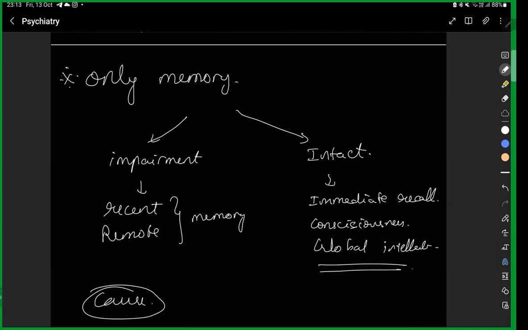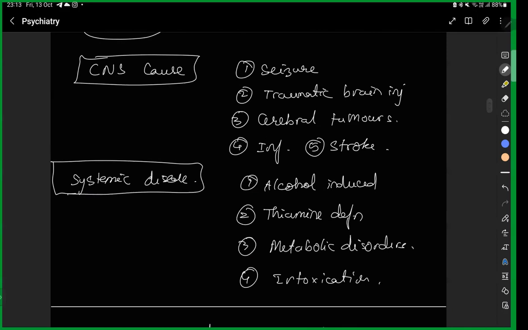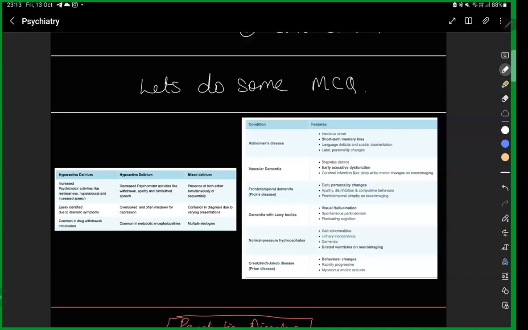Is there a consciousness problem, is there a global intellectual abilities problem? You are going to test. So what are the causes for the amnestic disorders? CNS causes: seizures, traumatic brain injury, cerebral tumors, any infections or any stroke. Systemic causes: alcohol induced thiamine deficiency, Korsakoff syndrome. Then you have metabolic causes: hypoglycemia, hypoxia, respiratory and cardiovascular metabolic compromise, and carbon monoxide intoxication.